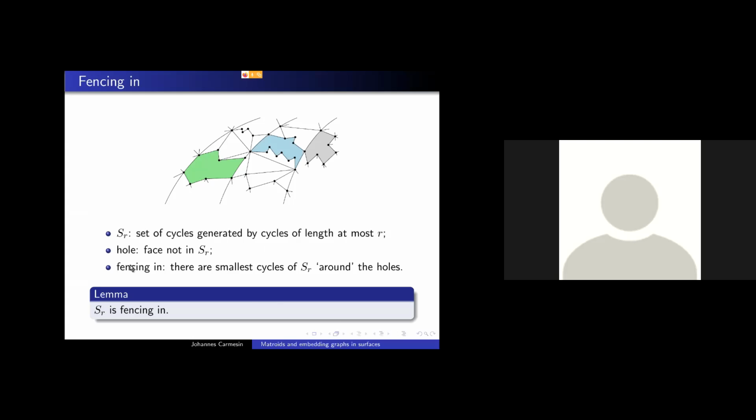All right, so you have this more abstract theorem that has just this fencing in as the additional assumption, and then you just prove that the set S_r we are interested in is fencing in. And once you have all the ideas in place, this is probably technically the most complicated lemma in this paper.